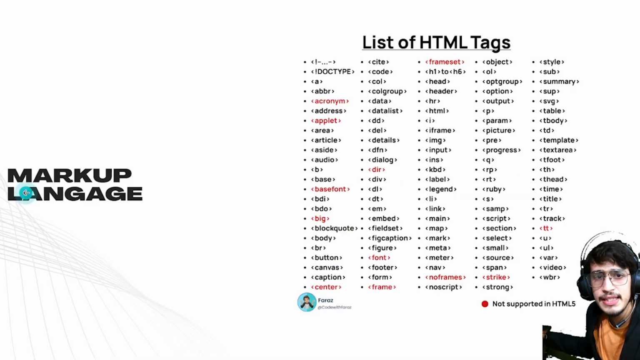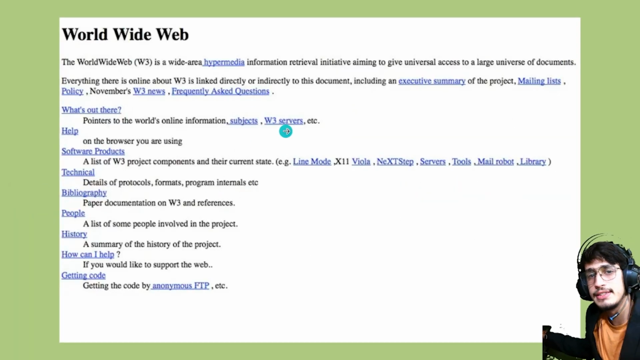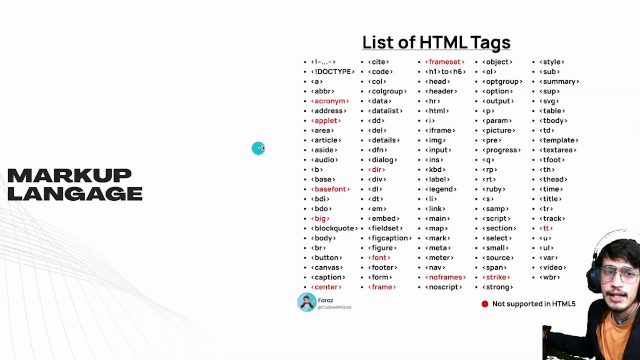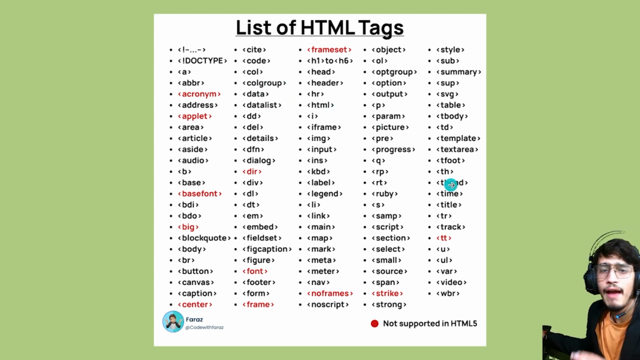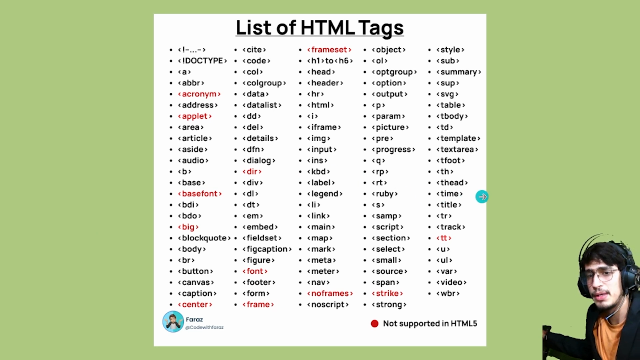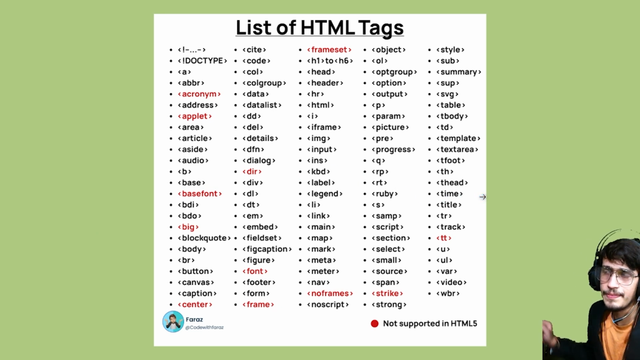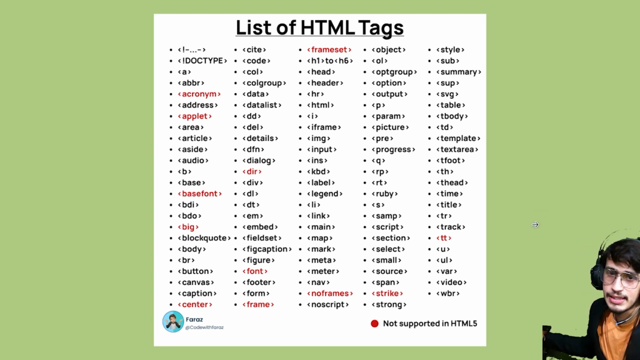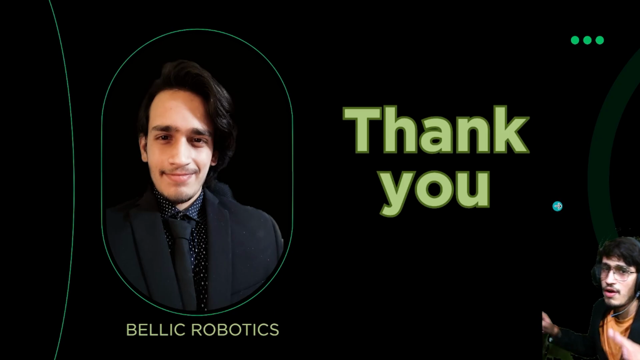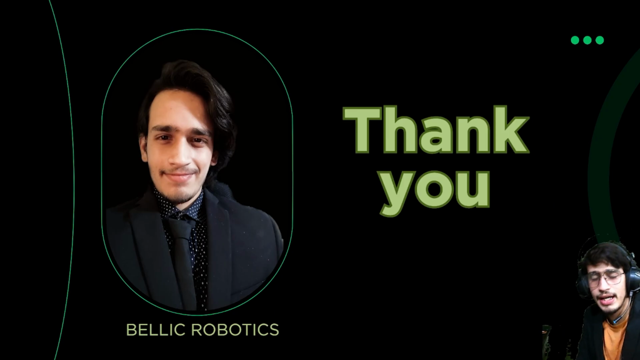So hypertext means the links which will take you to the next web pages, and markup language means there are different tags like doctype, colgroup, datalist, html, and other things. Everything we are going to see in the upcoming videos. This was the last video of the HTML concept, because there is no more theory here. From the next video we are going to do hands-on work with different tags and how we can make our HTML sites from scratch.